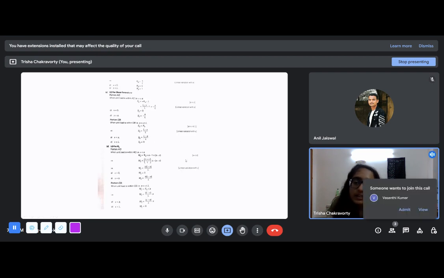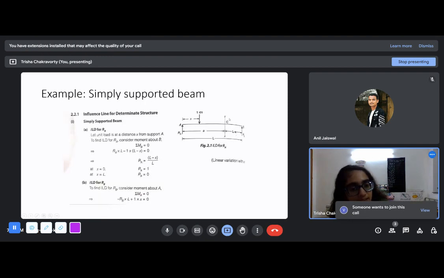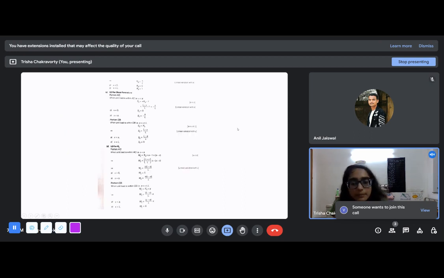And another kind of response we get is moment response. So here we look at the moment response at section XX, the bending moment diagram at section XX at this point. And again, we will put 1 kilonewton load first in position AC, then in position CB.